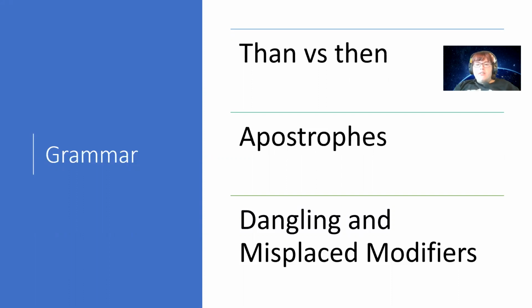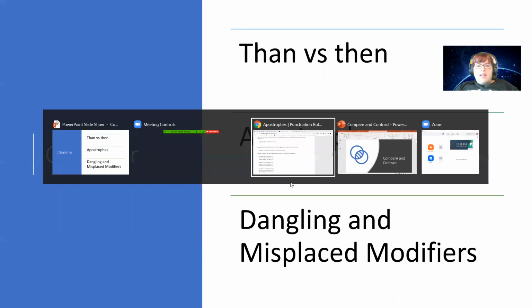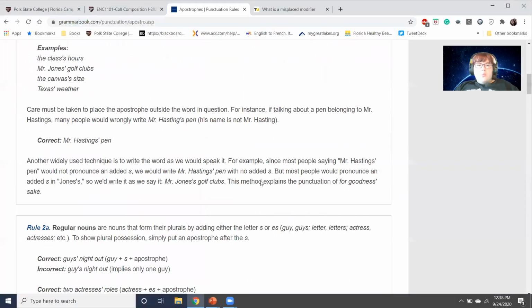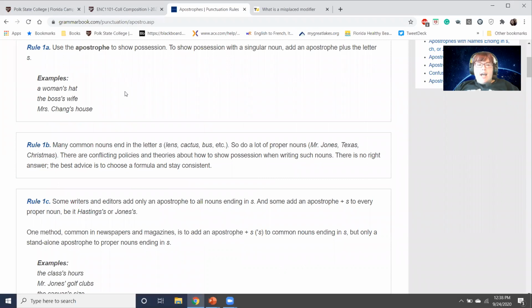Now, apostrophes we use to show possession. So if the thing following the apostrophe could be said of the previous word, then we need the apostrophe to show possession. So for example, we have a woman's hat. We could say the hat of the woman, so we can say a woman's hat. The boss's wife, we can say the wife of the boss, so we can shorten it to the boss's wife.